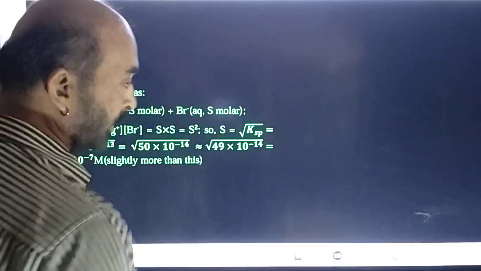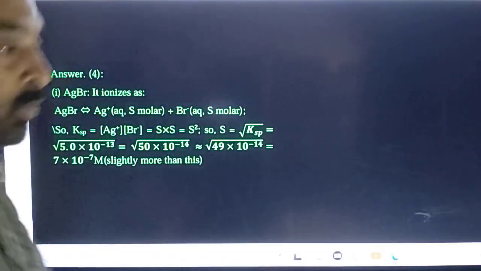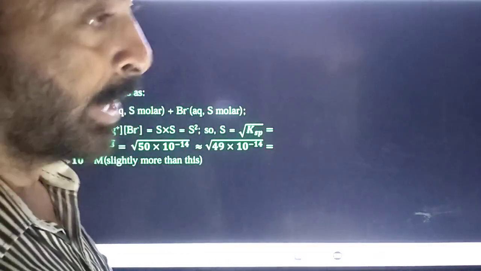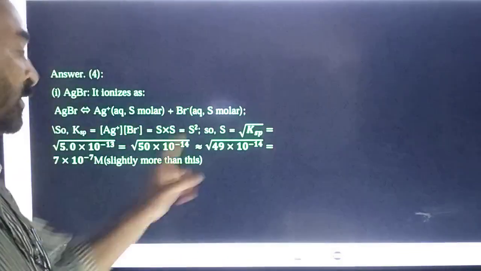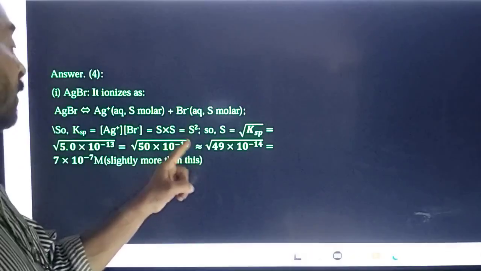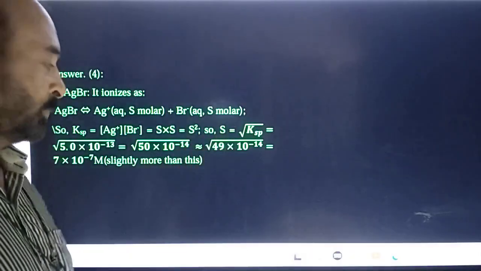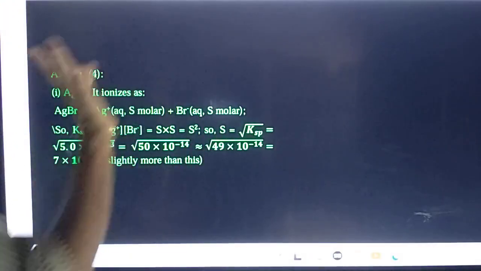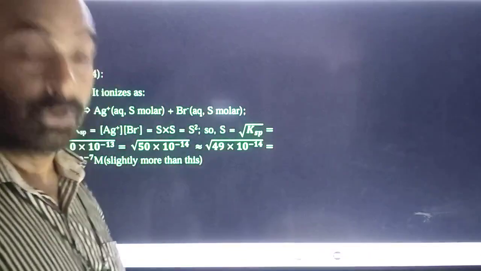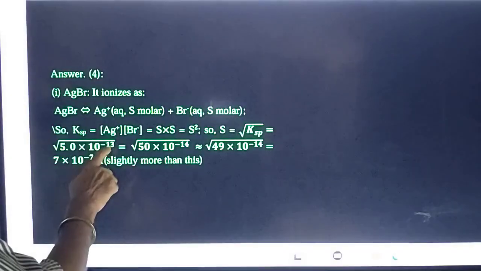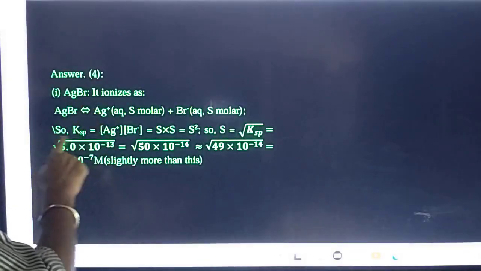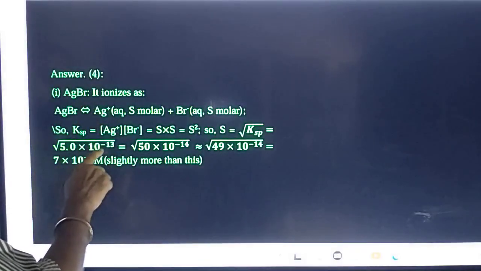So what will be the solubility? Since Ksp is equal to S square, S is equal to square root of Ksp. So what is given in the question? The solubility product is given in the question. It is 5.0 into 10 to the minus 13 for AgBr. So you take the square root of 5.0 into 10 to the minus 13.